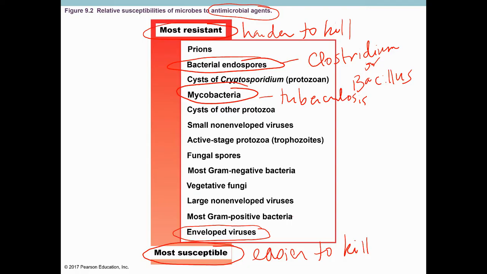And then on the other end, you have enveloped viruses, and you have gram-positive bacteria. An example of gram-positive bacteria would be Staphylococcus, Streptococcus. So in terms of comparison, these things are easier to kill. All right. Now, by using one or more antimicrobial agents, you come up with a strategy. Even if you have something that's hard to kill, you can typically come up with a strategy that can be successful. But things that are very susceptible, you may not have to use more than one kind of agent.